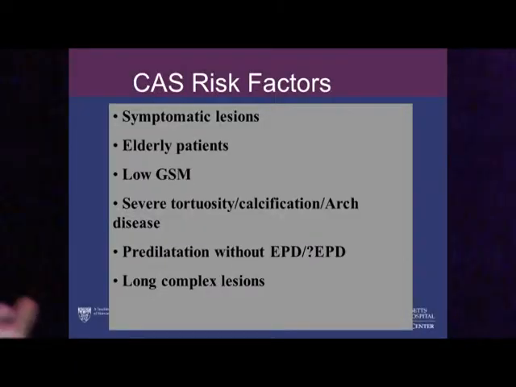So what we've learned is that there are certain CAS lesions that are high risk. Symptomatic lesions, as was pointed out earlier, and elderly patients, perhaps with increased arch disease or tortuosity or decreased cerebral reserve. We're trying to get a handle on differences in plaque morphology, vulnerable plaque or plaque that's more likely to embolize. We also know that anatomy, tortuosity, and calcification in the arch can increase the risk. In patients with critical stenoses that we have to pre-dilate without protection in place, we know that's high risk. And there are also patients with complex lesions or previous radiation.